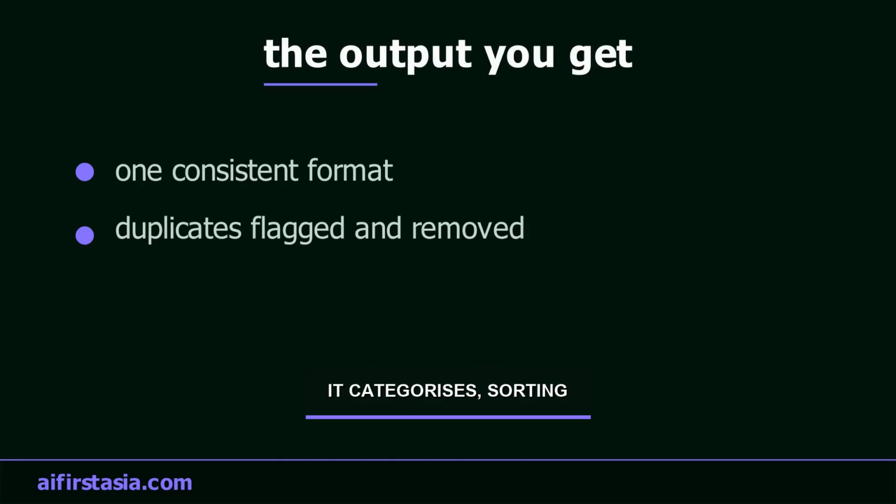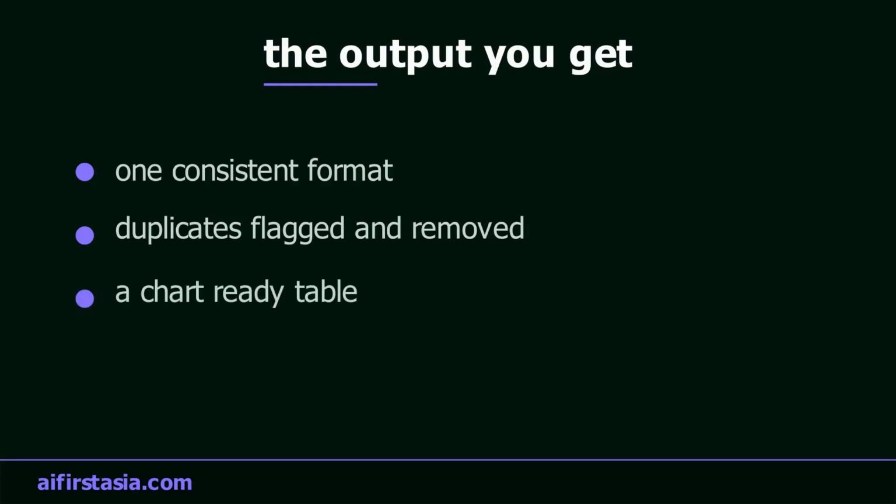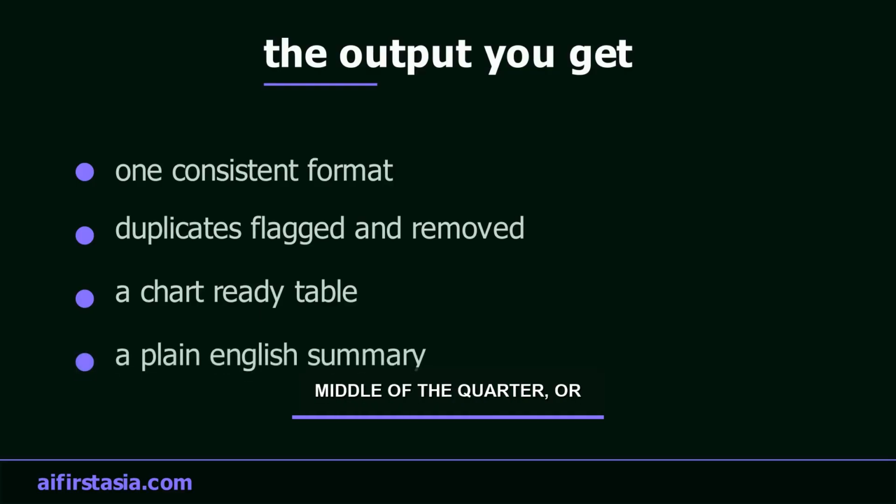Third, it categorizes, sorting your rows into sensible groups, by product, by month, by region, whatever you need. Fourth, it looks for patterns and tells you in plain English what it sees, such as sales dipping in the middle of the quarter, or one client making up a third of your orders.